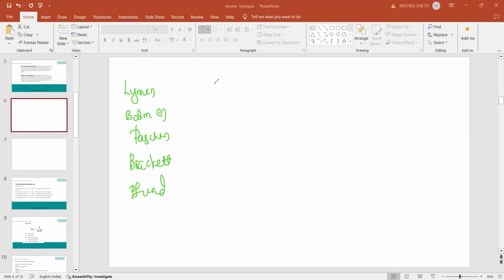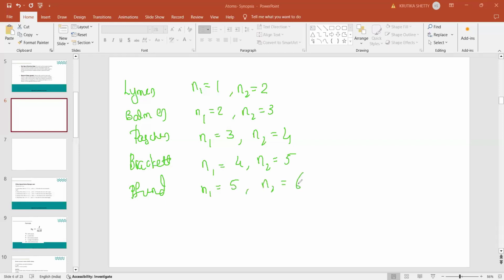So for the first line, if they are asking you to calculate the longest wavelength, you will understand when you see the question. Now you just take down the values. If they are asking for the longest wavelength, for Lyman n1 is equal to 1, n2 is equal to 2. Balmer series, n1 is equal to 2, n2 is equal to 3. Paschen series, n1 is equal to 3, n2 is equal to 4. Brackett series, n1 is equal to 4, n2 is equal to 5. Pfund series, n1 is equal to 5, n2 is equal to 6. This is for the longest wavelength.